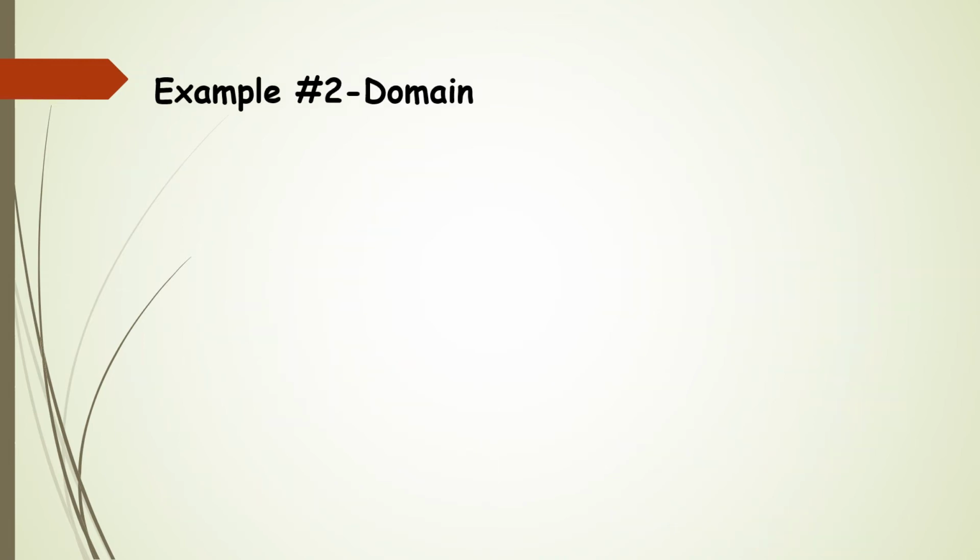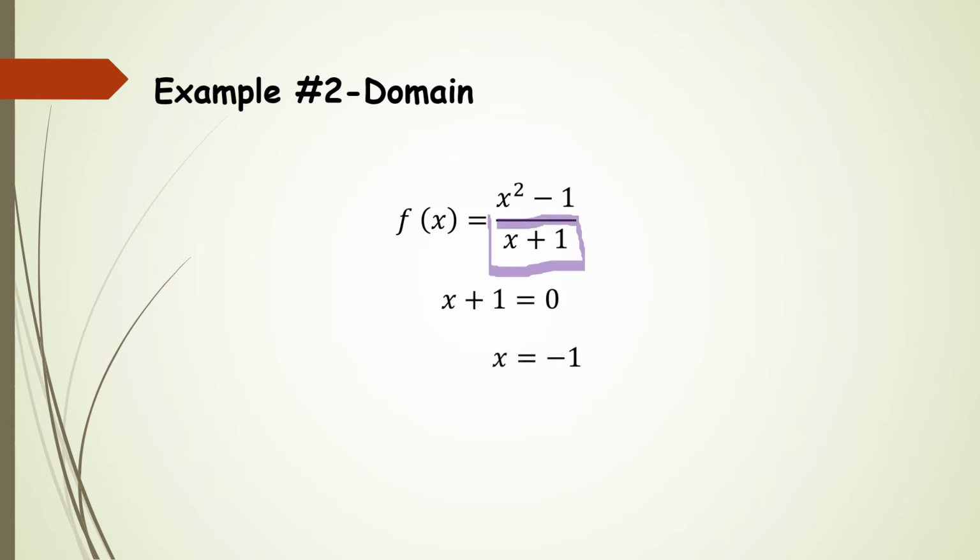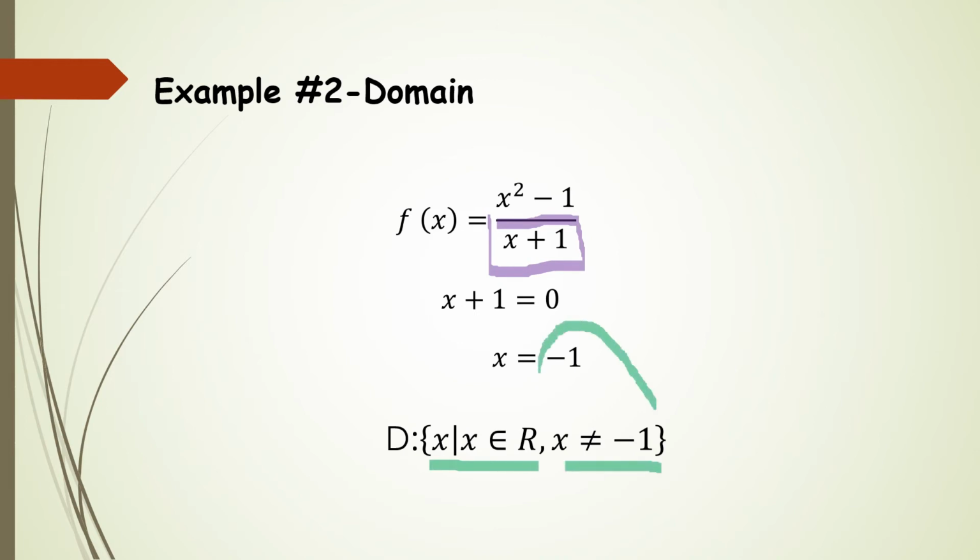Example number 2, domain. Domain ulit tayo. Given x squared minus 1 all over x plus 1. So, for the domain, tingin ulit tayo sa denominator, which is x plus 1. Equate lang sa 0. Therefore, magkakaroon tayo ng x is equal to negative 1. Thus, ang ating domain is x such that x is an element of real wherein x is not equal to negative 1.